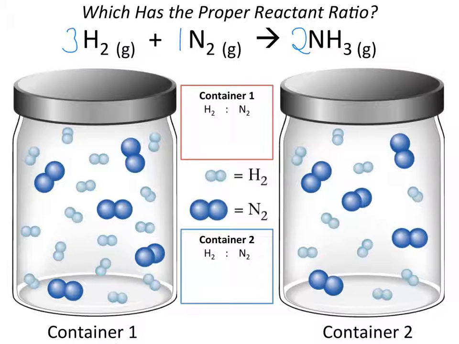So let's go ahead and look at our containers and see what our ratios are right now. In terms of my nitrogen, I have 1, 2, 3, 4, 5. So container number 1, I have 5. And for my hydrogens, I have 1, 2, 3, 4, 5, 6, 7, 8, 9, 10, 11, 12, 13, 14, and 15. Okay, so I have 15 to 5. If I simplify it, it's 3 to 1. Okay, well that seems to be okay. Let's look at the other one.